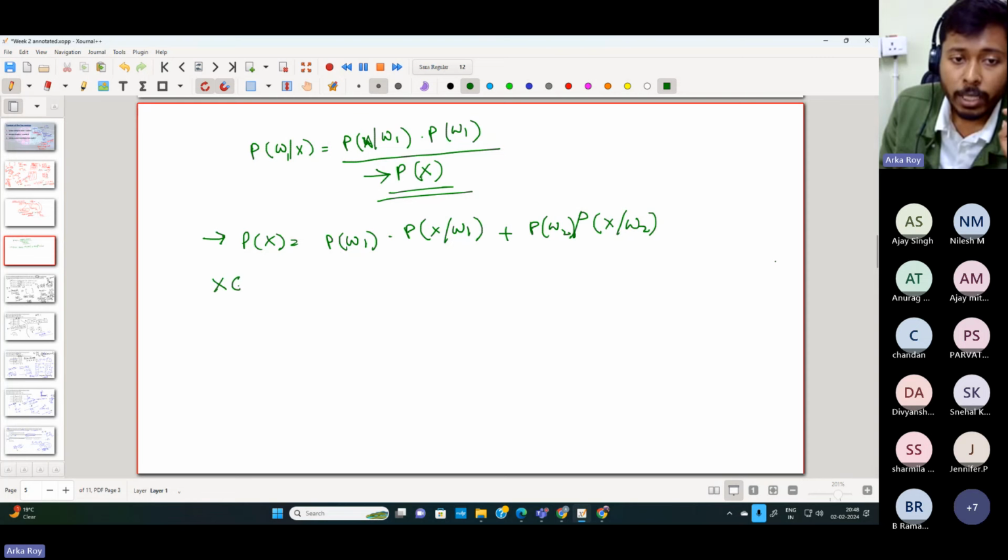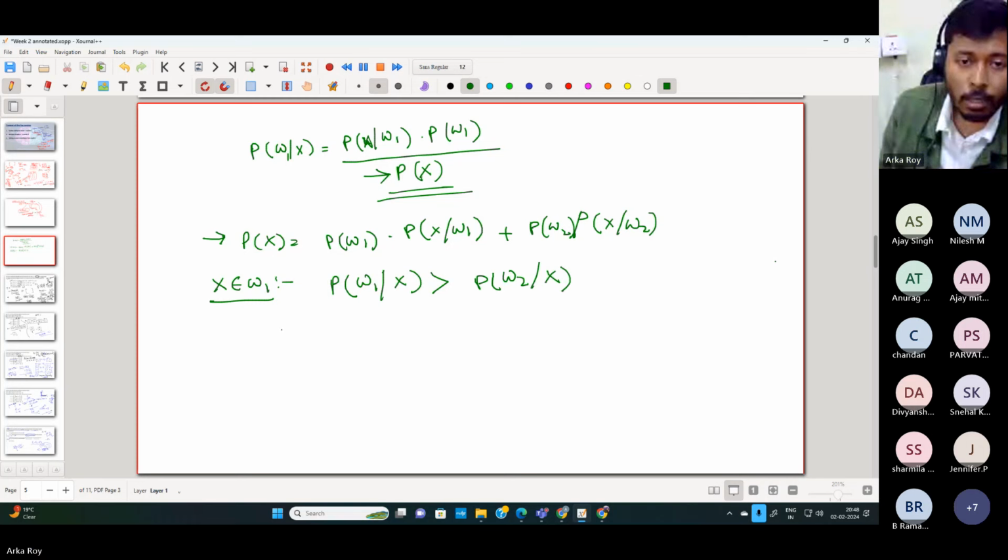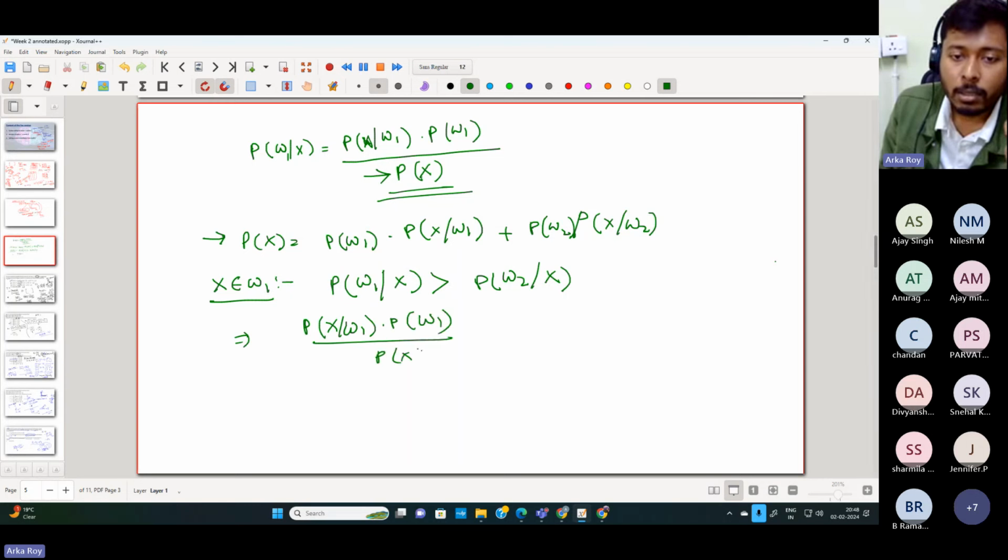Now, when we make a statement like x belongs to omega 1, we always write p of omega 1 given x is greater than p of omega 2 given x. Is it not? Then if we solve this, we get p of x given omega 1 times p of omega 1, and p of x given omega 2 times p of omega 2, each divided by p of x.